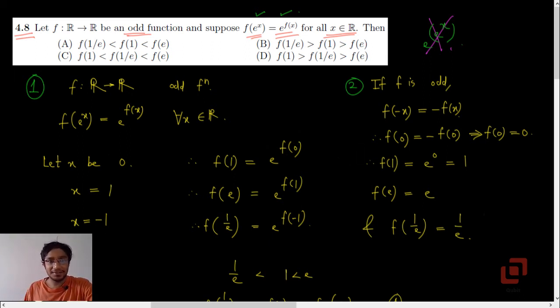Now there are 2 parts in which I have divided the solution. First thing is to find the values of f of 1, then f of e and f of 1 upon e. That is the first part, and in the second part let's make use of the fact that it is an odd function. So first you have to write down the data.